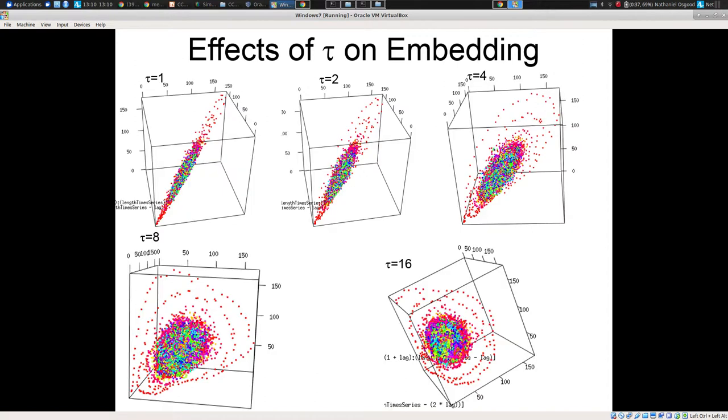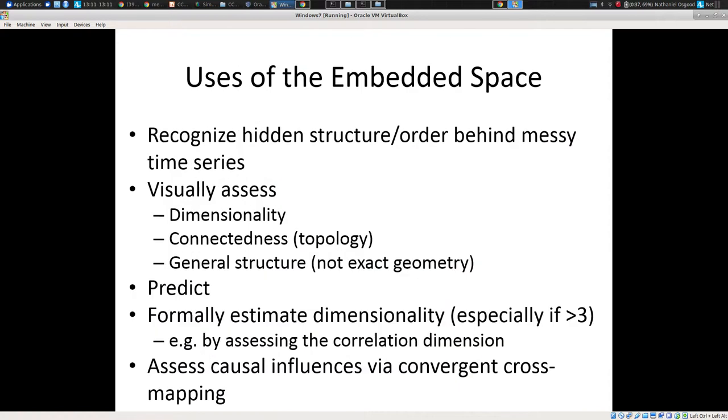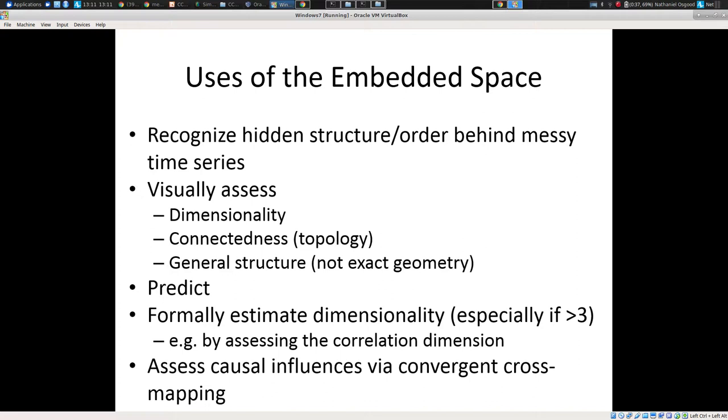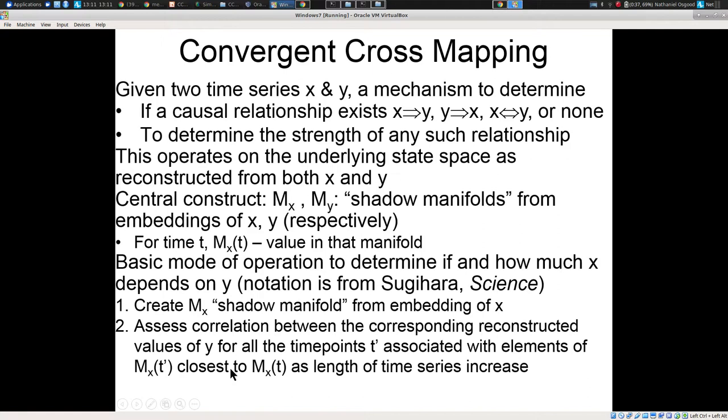And I argued that parameters like E and tau do have some impact, but generally we can deal with some amount of uncertainty about them. And I noted that tau in particular interacts with time series which are sampled at different rates. So I noted that this sort of space is, in addition to being really neat, really useful for certain purposes. But the purpose that we're going to focus on today is assessing causal influences with convergent cross-mapping.